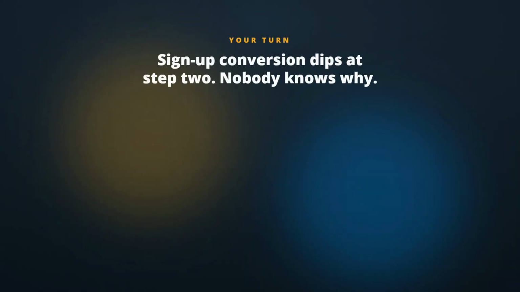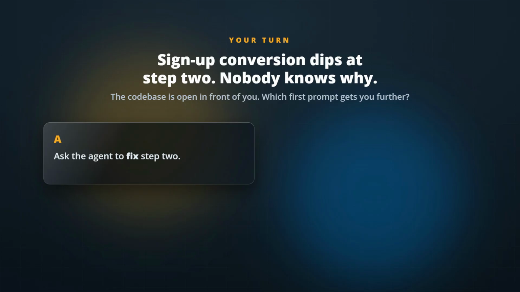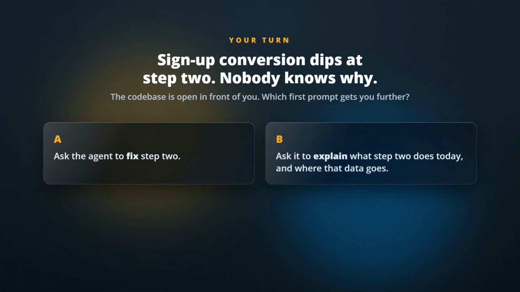Sign-up conversion dips at step 2, and nobody knows why. You've got the code base open in front of you. Do you A, ask the agent to fix step 2, or B, ask it to explain what step 2 actually does today and where that data goes? Which first prompt gets you further?